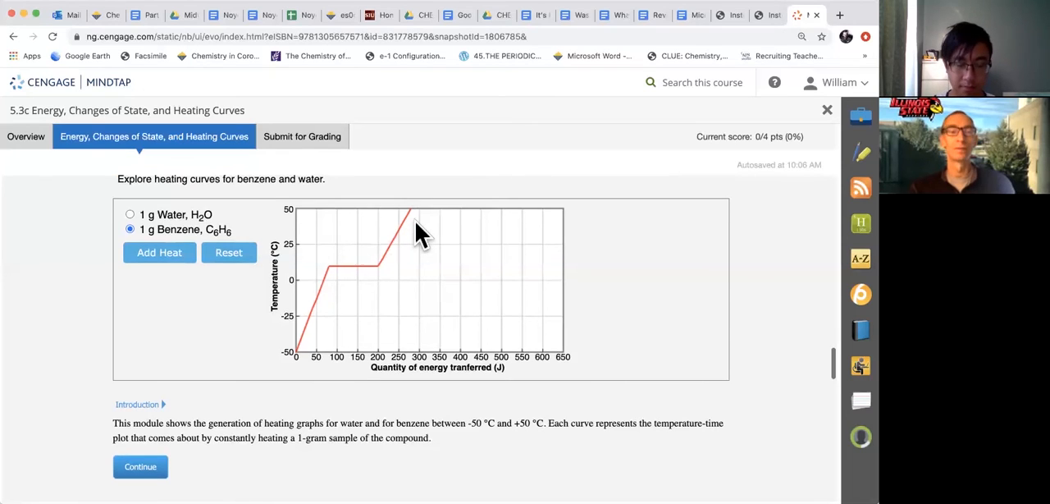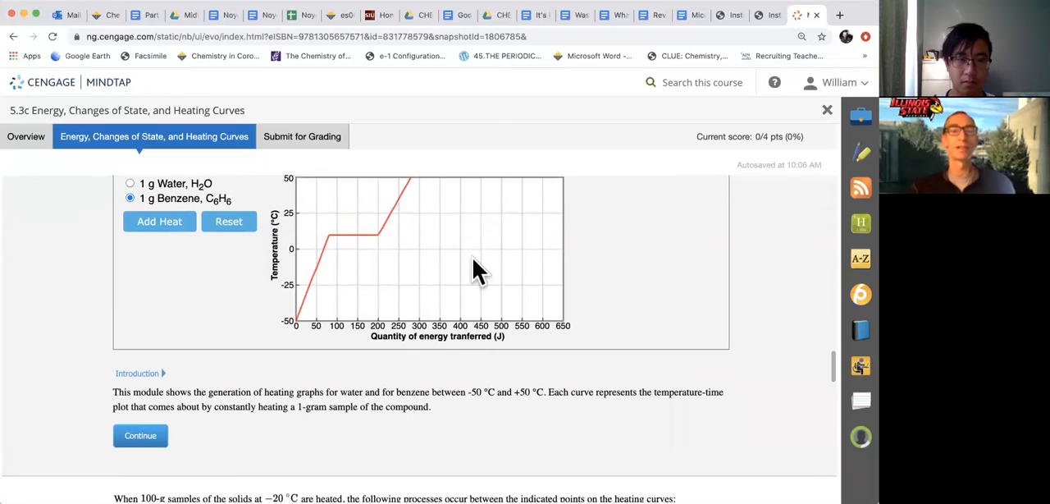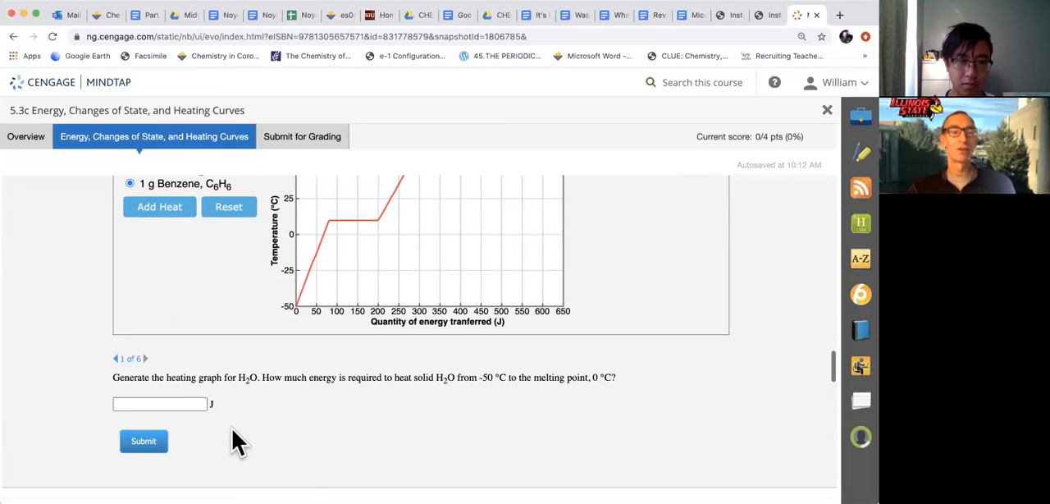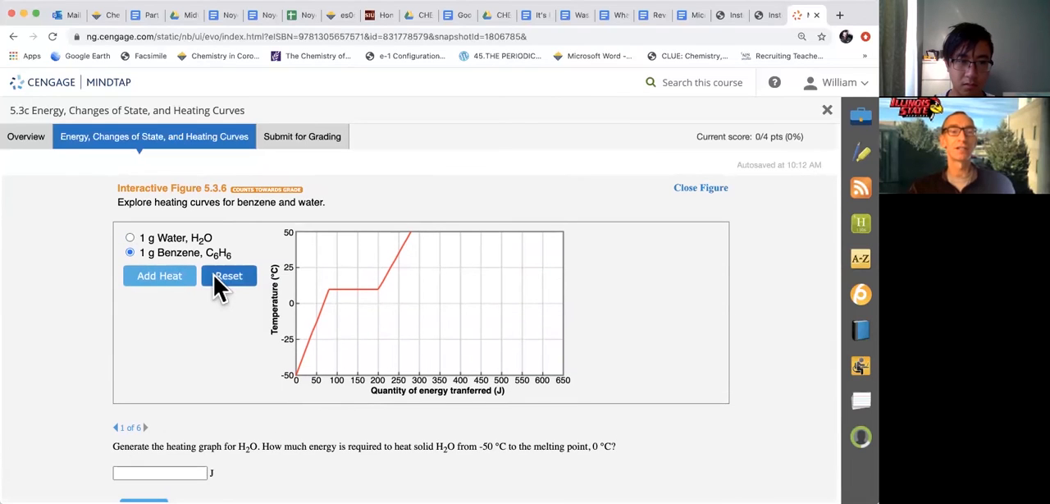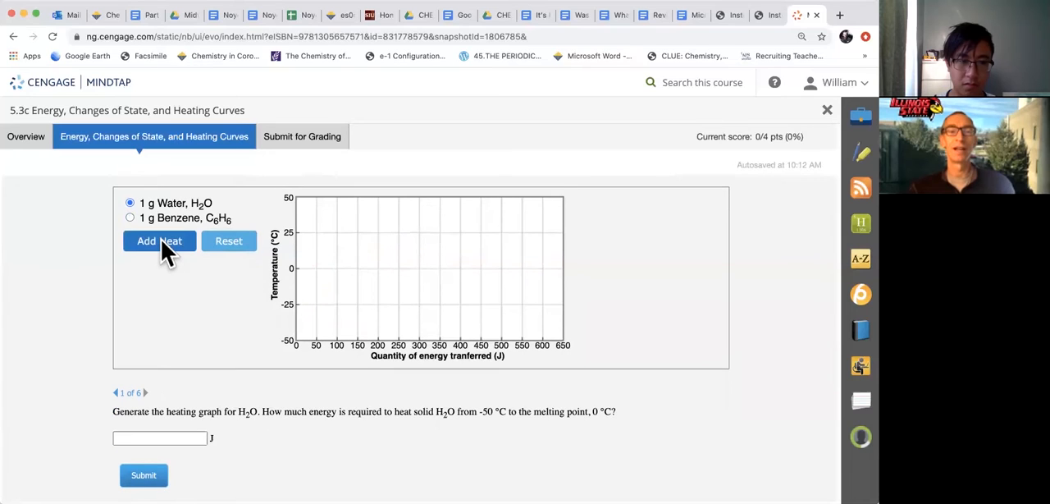That makes sense. Okay. So let's look at some of the questions that it shows here. So, all right. Generate the heating graph for water. Okay, I can do that. So let's reset the whole thing. Click on water and click on add heat. All right. So I've generated the heating graph for water.